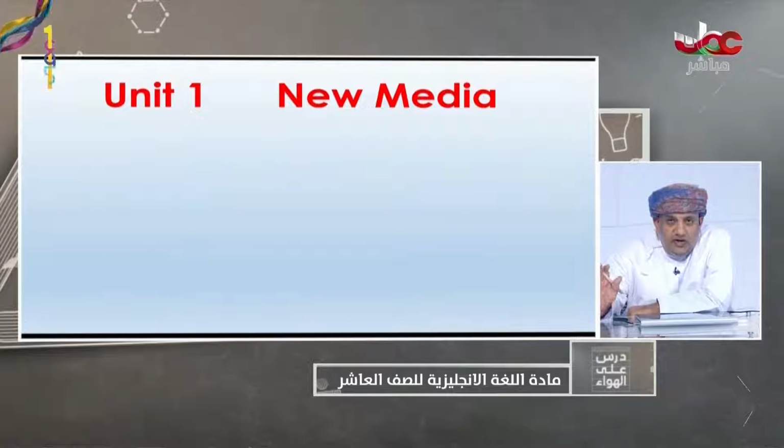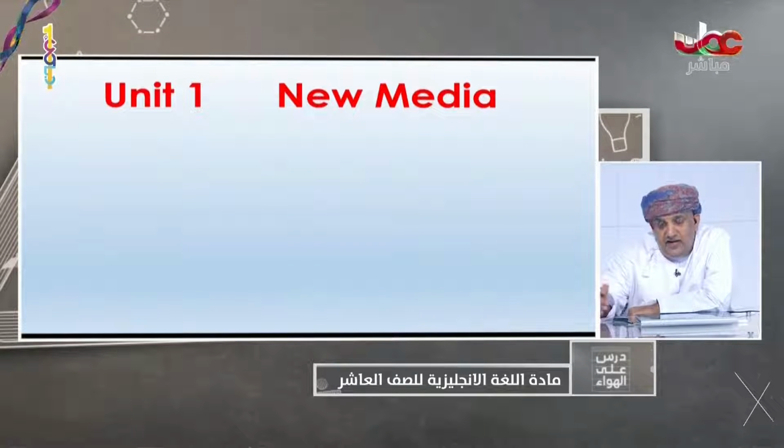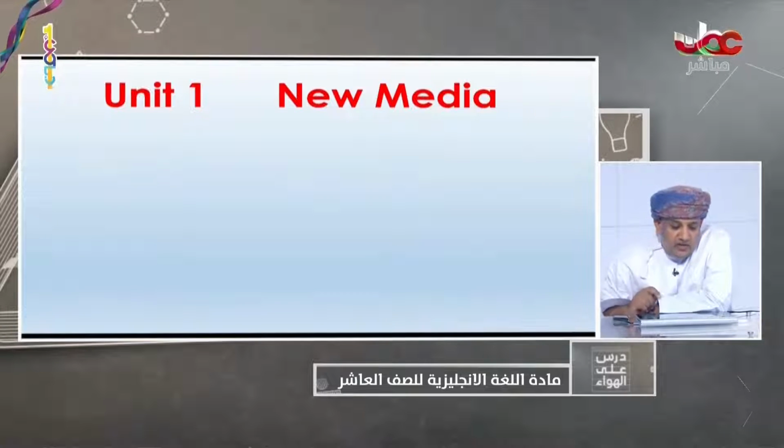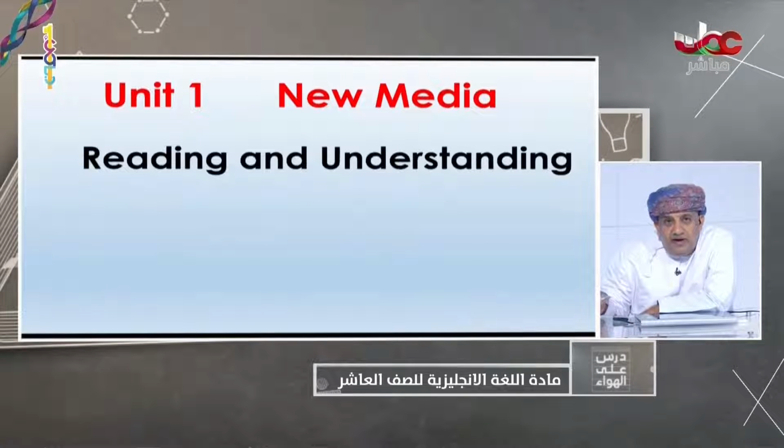So, as you know, in each unit we have 4 sections. So the first section will be reading and understanding. The second will be grammar and vocabulary. The third will be listening and speaking. And the last one will be the writing. So the first lesson will be reading and understanding.